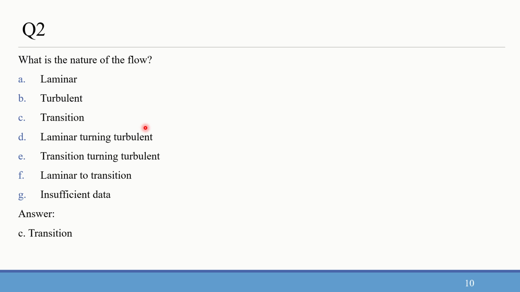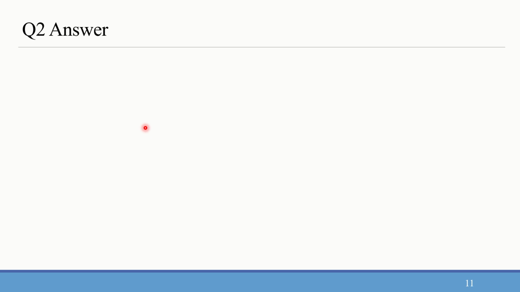The answer is transition, actually. So here we will see the step by step approach. What is the formula for Reynolds number? Reynolds number is rho v d by mu. So we need to know what is rho, what is v, what is d, what is mu.